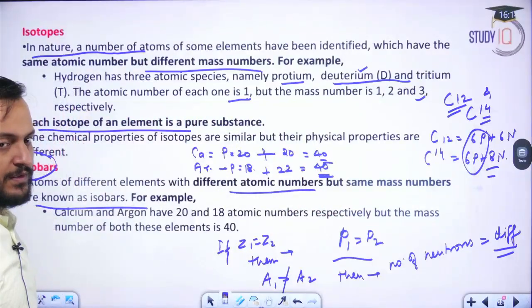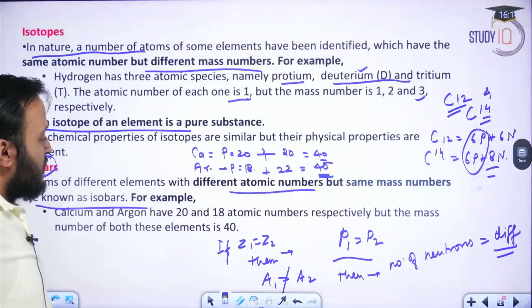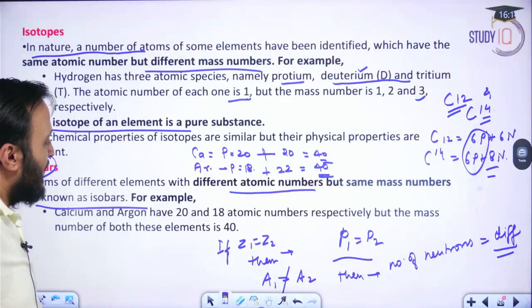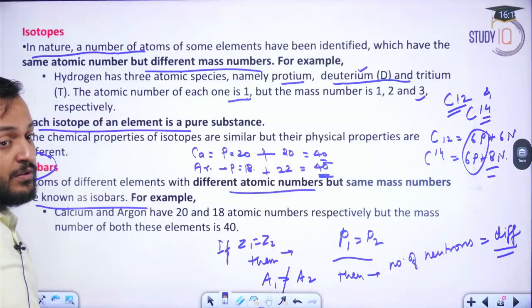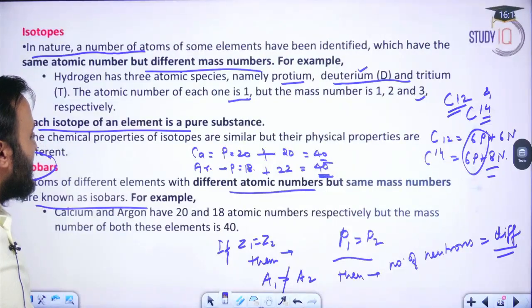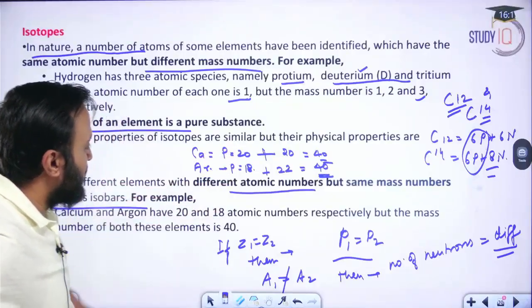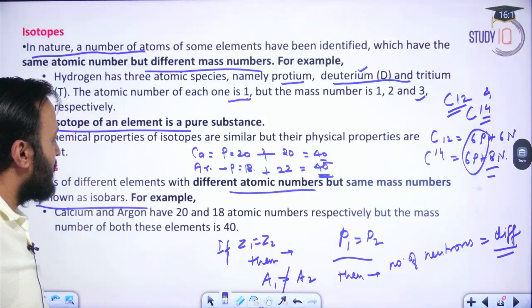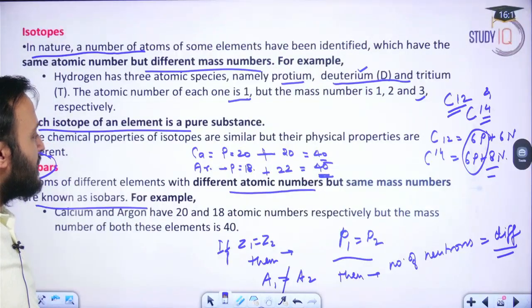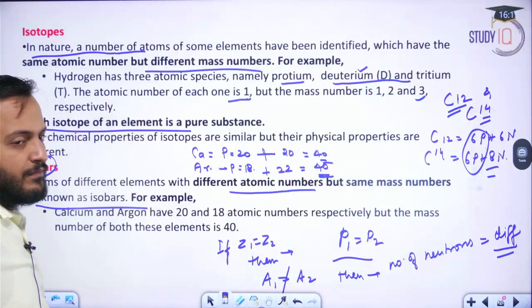Okay, is equal to that. So guys, this is what we have to consider. This is the calcium and argon, and that is your atomic number, right? So you can see that they have different atomic numbers, but you have the same mass numbers.